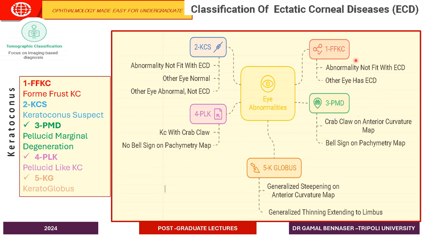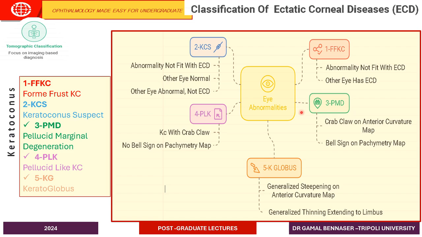Now, forme fruste keratoconus is one in which there is a definite diagnosis of unilateral keratoconus in one eye, and the other eye shows mild abnormalities in the topography or is a normal eye. But the abnormality in the topography is not significant enough to fit keratoconus. This is called very asymmetric ectasia, unilateral ectasia, or forme fruste keratoconus. Now, in keratoconus suspect, we have no definite diagnosis of keratoconus, but both eyes show abnormality in the topography, or one eye is completely normal and the other eye shows abnormal topography, but still not significant enough to diagnose keratoconus.